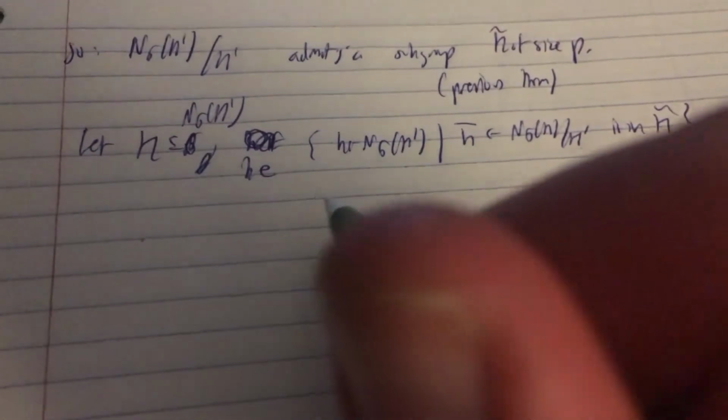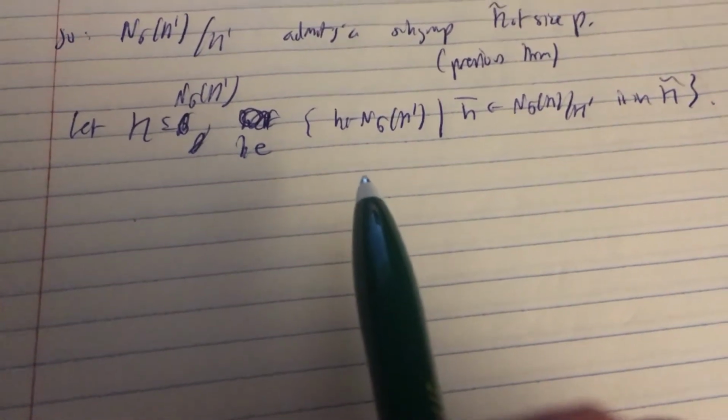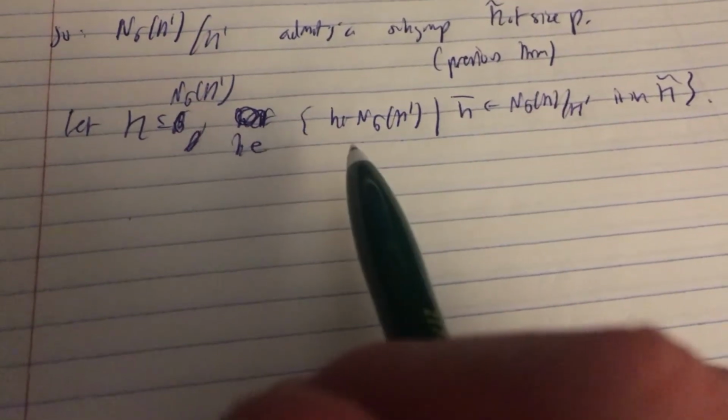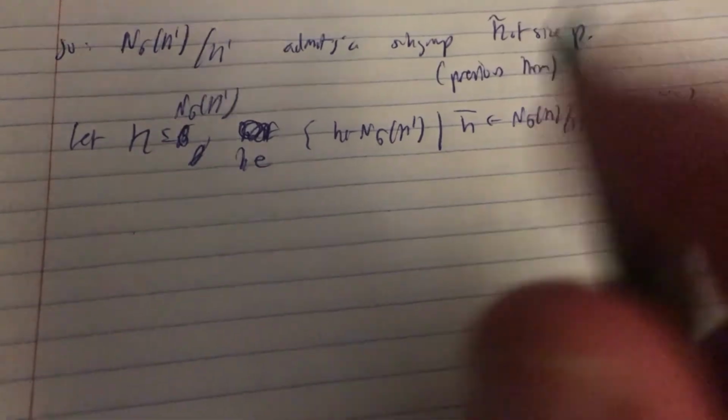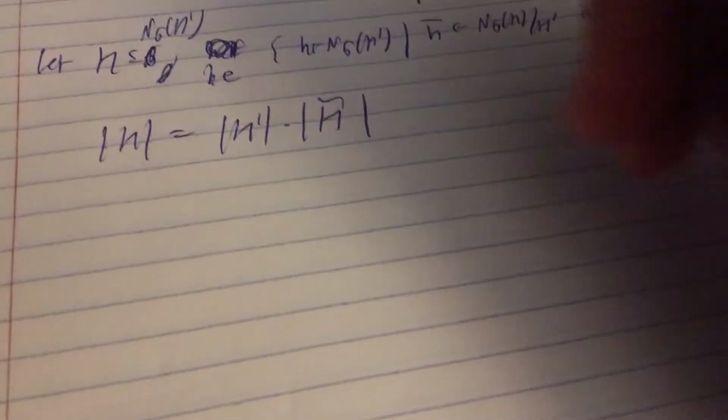And so what's the size of this? This is a subgroup of NGH prime, and what's its size? Its size is the size of H prime times the size of H tilde, right? So the cardinality of H is the size of H prime times the size of H tilde, just by the orbit quotient theorem. And H tilde has size p, and H prime has size p to the n minus 1. So this is exactly p to the n as claimed.